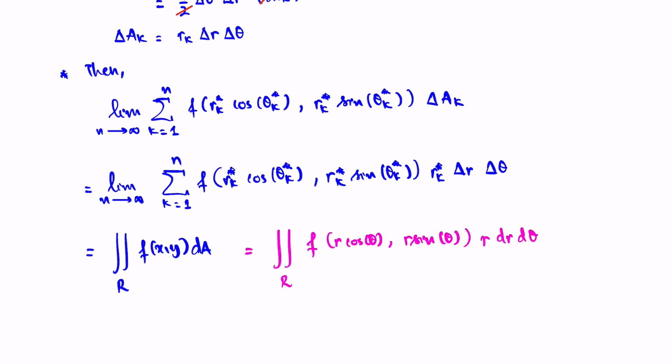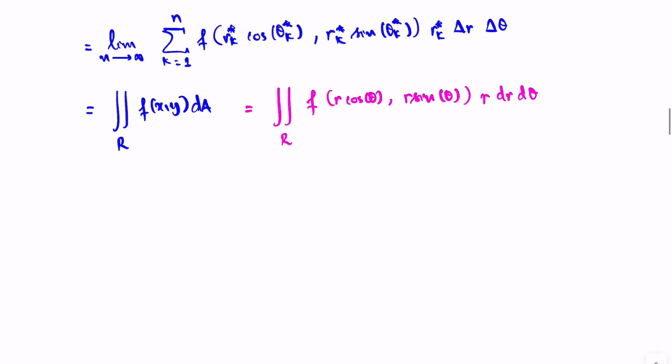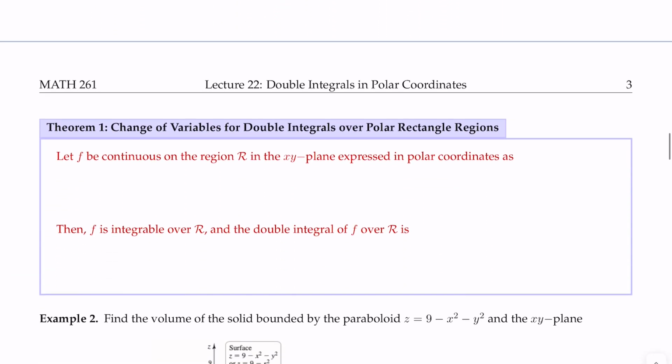And that is the double integral in polar coordinate system. Now we're going to put this into a theorem. This theorem is the idea of change of variables for double integrals over polar rectangle regions. So let f be continuous on the region R in the xy plane expressed in polar coordinates as the set of points (r, theta) such that r is between a and b and theta is between alpha and beta.